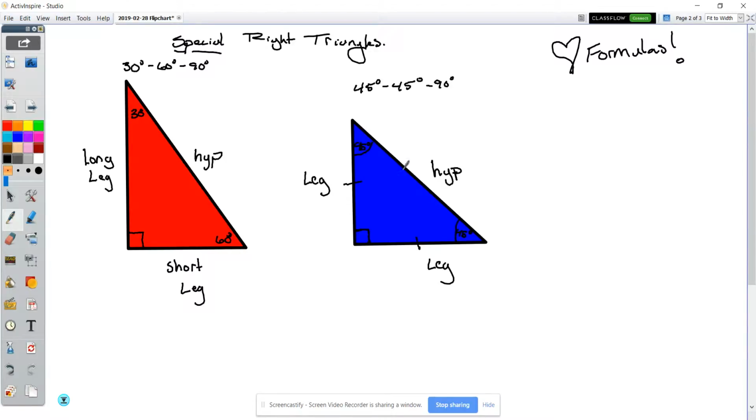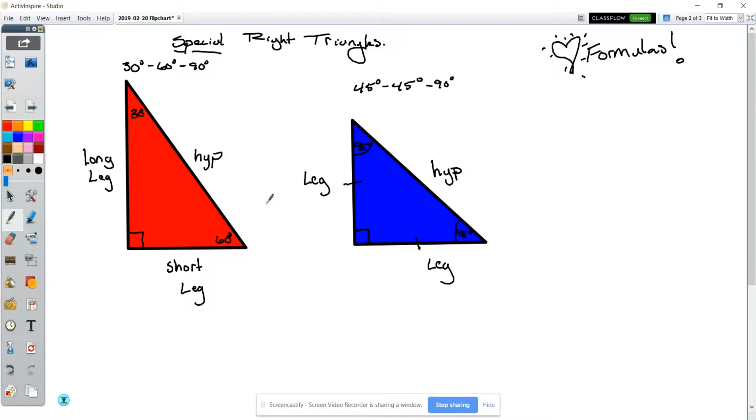Now, it doesn't matter which way the triangle is facing. The hypotenuse is always opposite the right angle. That never changes. So whether it's facing this way or flipped around the other way or upside down, it doesn't matter. Hypotenuse is always opposite the right angle. Okay, now, once again, this is for those that love formulas, right? So if you're like, I love a little formula, I don't want to try to figure it out, just tell me what I'm supposed to do.